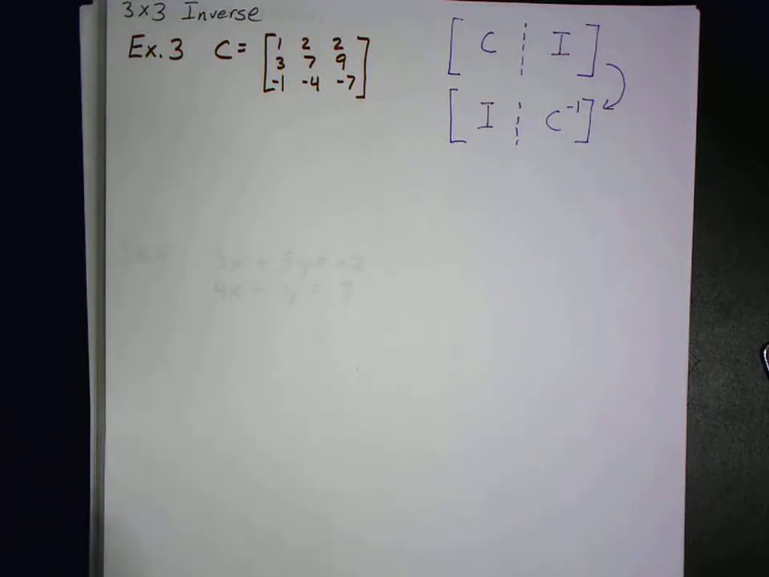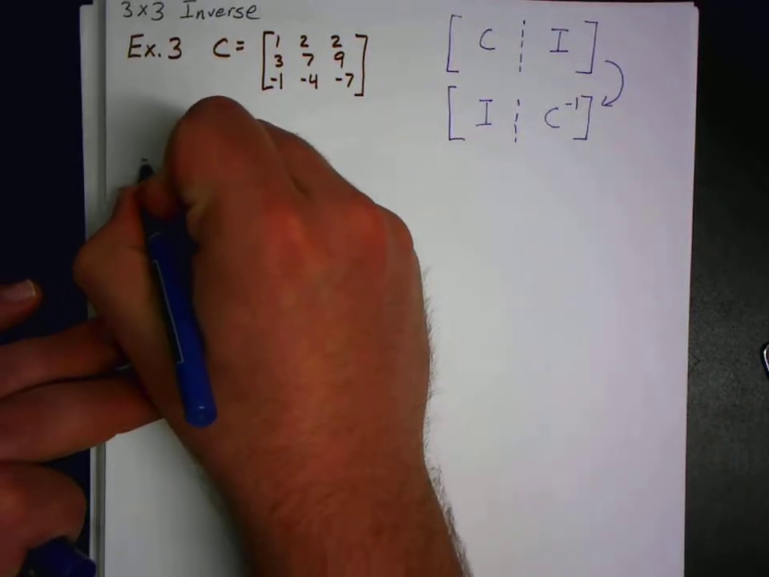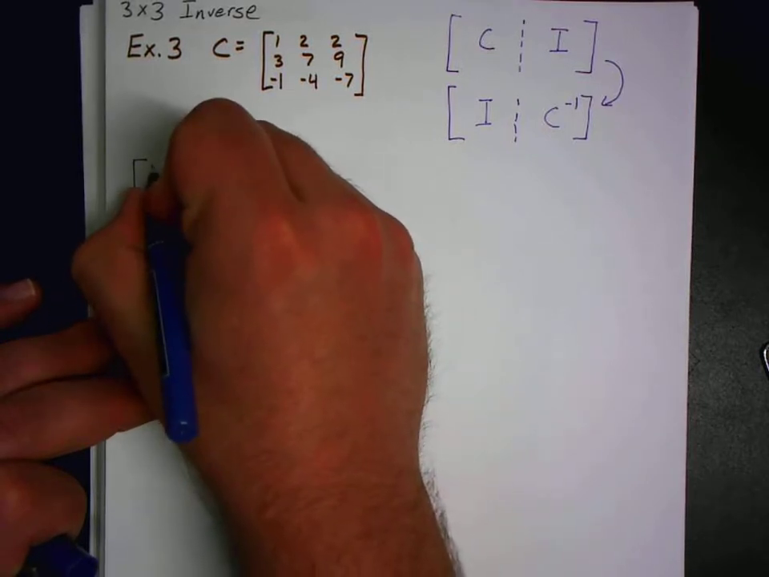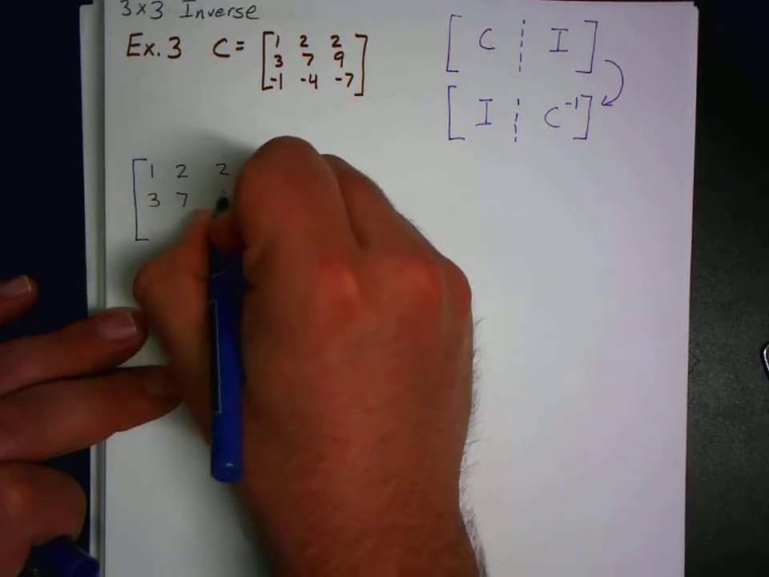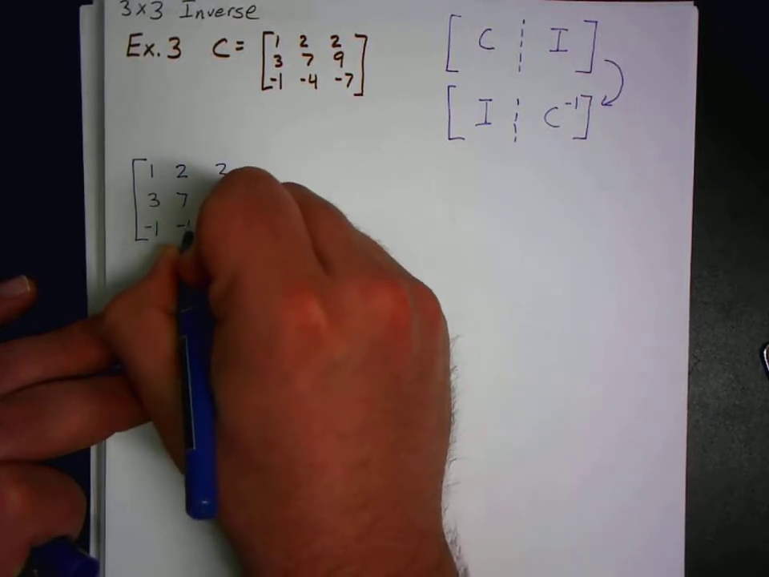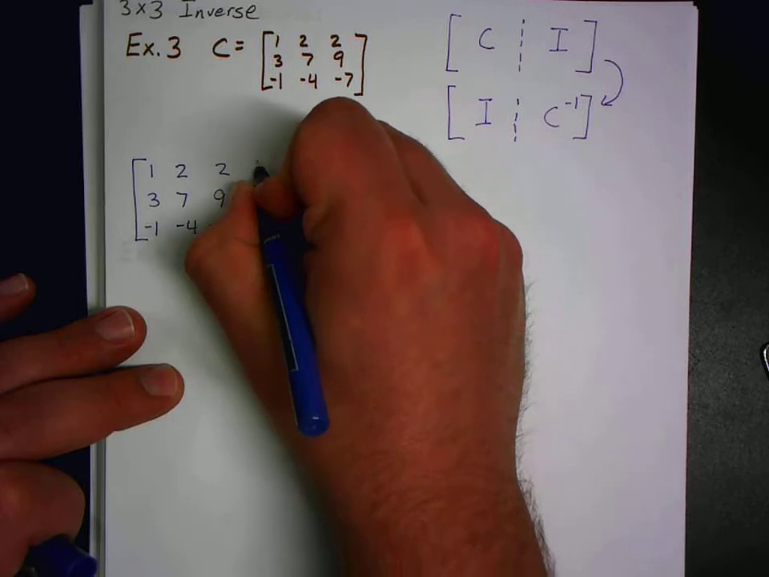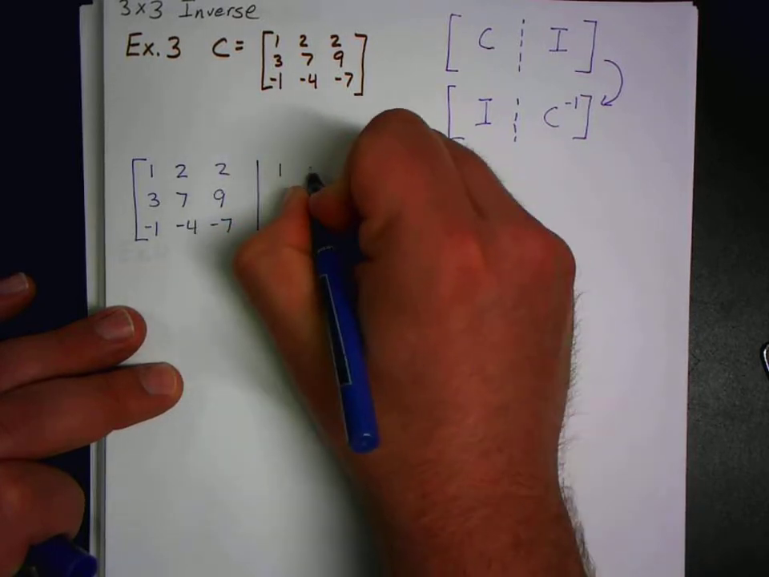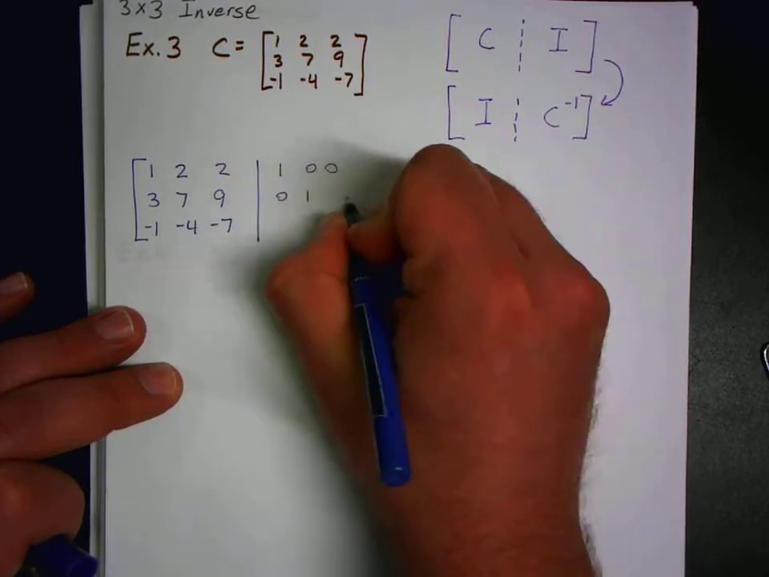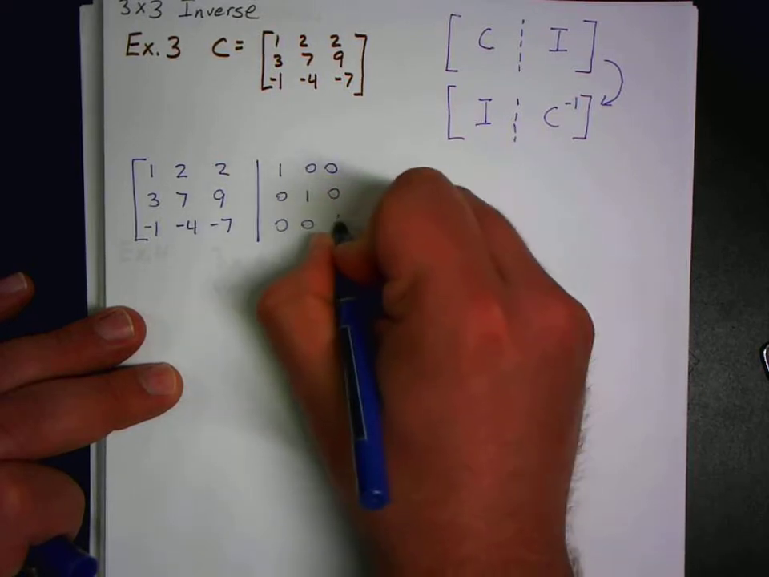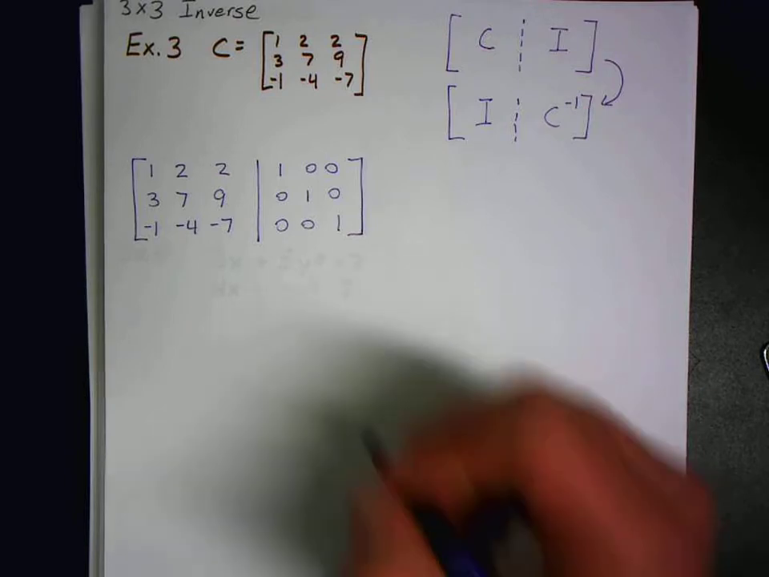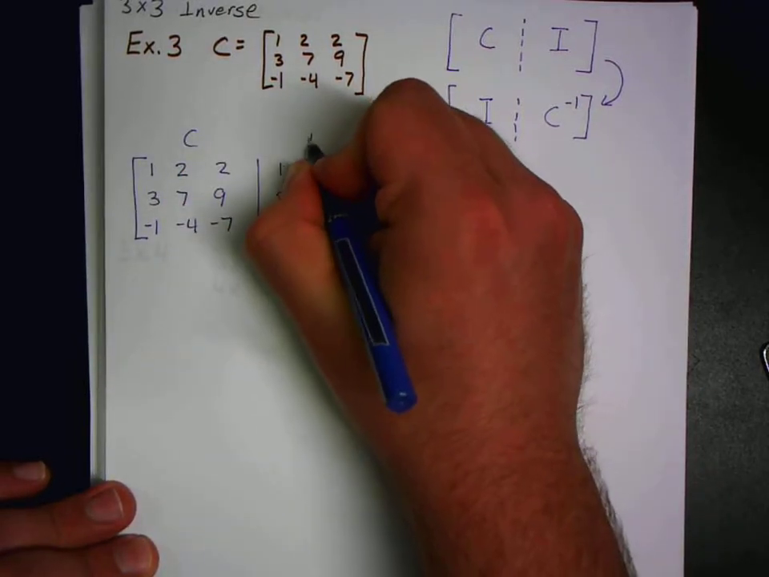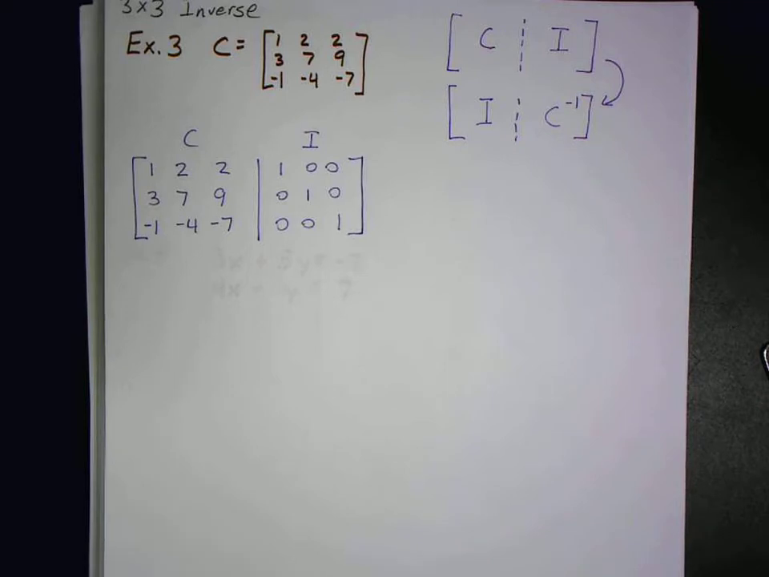Okay, so we're going to start by changing this into an augmented matrix. So 1, 2, 2, 3, 7, 9, -1, -4, -7, 1, 0, 0, 0, 1, 0, 0, 0, 1. So on the left-hand side, I have C. On the right-hand side, I have the identity. I am done once the left-hand side is the identity.